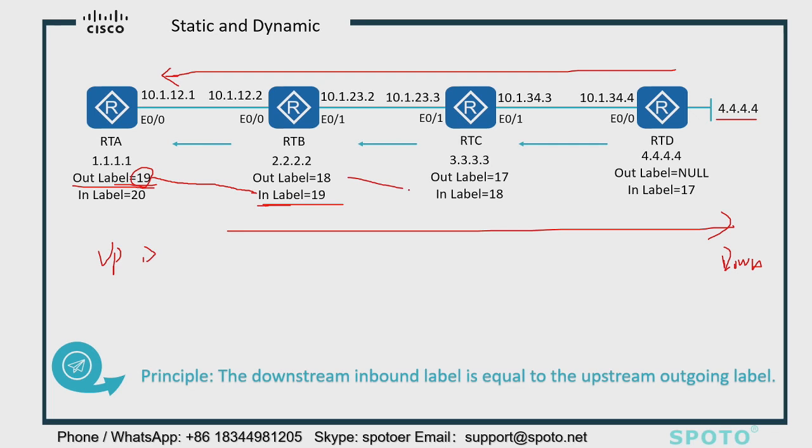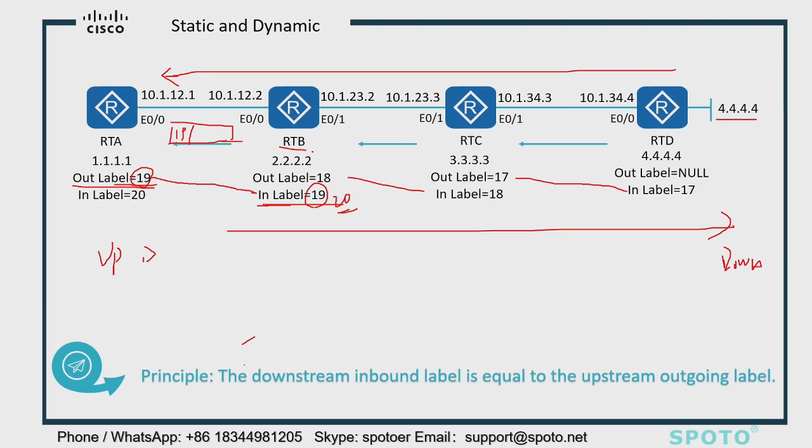So this point, this one, and this one. You will find the downstream inbound level is equal to the upstream outgoing level. So when you try to configure the level manually, you just need to remember this principle to make sure this one. So if I give you an example, if you configure the wrong level, so maybe this one you configure 20 here. If you configure 20, and when RTA sends the IP packet, the packet will have the level called 19 here, just like this.